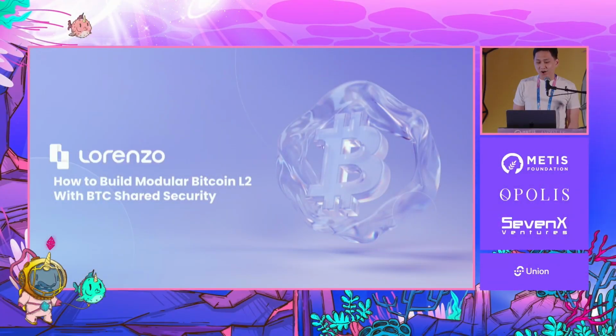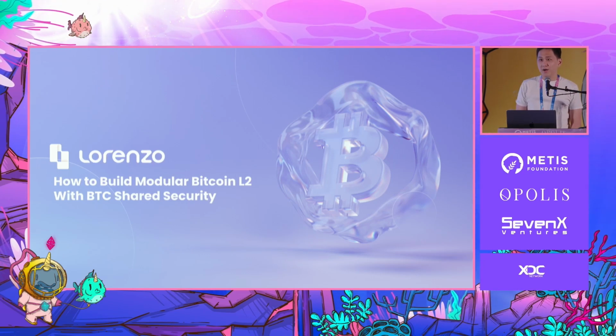So that's how we decided we should bring Bitcoin one step further, to make it really an asset for everyone and a day-to-day asset in our daily life. That's how we started. And today's topic is about how to build a modular Bitcoin L2 with BTC share security. I'm not going to do a very deep dive into all the technical details, but give a very broad idea about how it is possible, some of the high-level ideas to achieve this goal, and why modular L2 is the best way to scale Bitcoin.